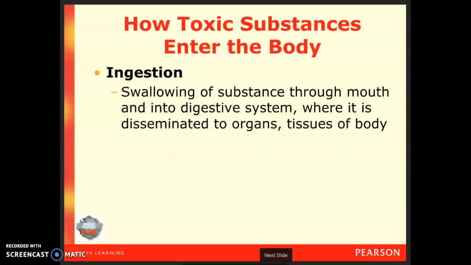Now, how do toxic substances actually get into the body? There are three primary modes of entry. The most common one that we think of is ingestion. Ingestion means that we swallow a substance and it goes through our mouth into our digestive system, and that's when it gets passed on to the organs and the tissues of the body. When we think of toxicology, when we watch things like Law and Order or other crime-based shows that use toxins and other modes of studying how people die, ingestion is by far the most common form of toxic entry.